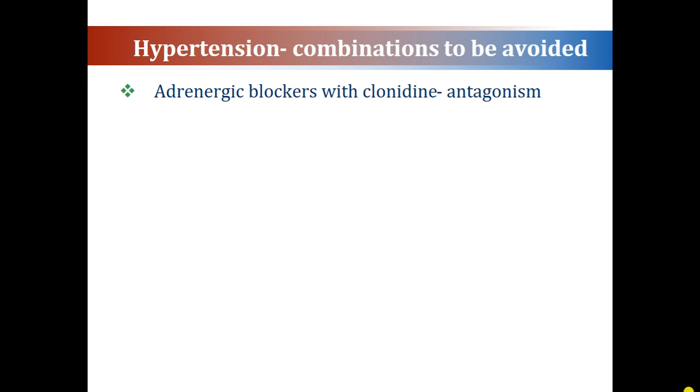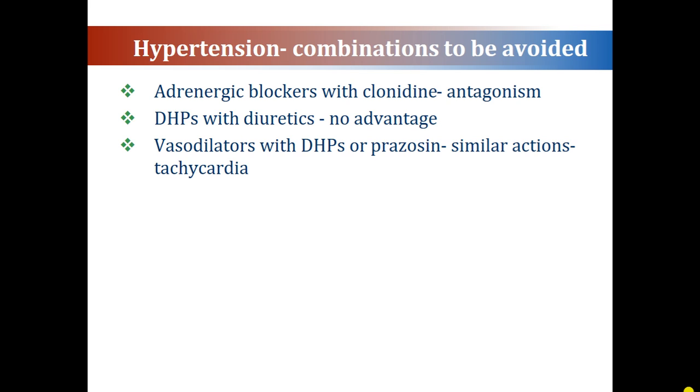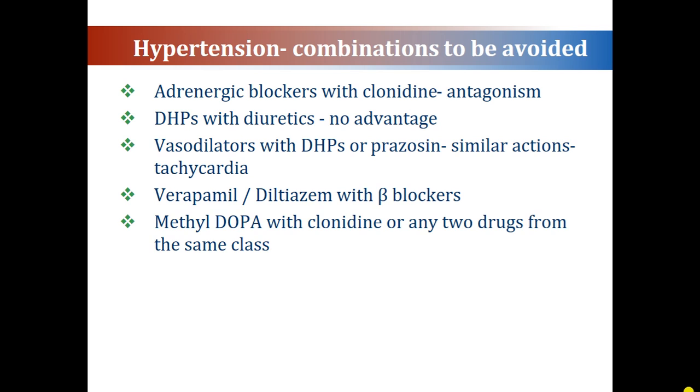And dangerous combinations, or combinations to be avoided, are adrenergic blockers with clonidine because they antagonize the action of each other. DHP with diuretic, there is no added advantage. Vasodilators with dihydropyridines or prazosin, because they produce similar actions and tachycardia would be seen. Verapamil and diltiazem should not be combined with beta blockers because they both produce bradycardia. Methyldopa with clonidine, or any two drugs from the same class, should never be combined because their ADR profile overlaps.